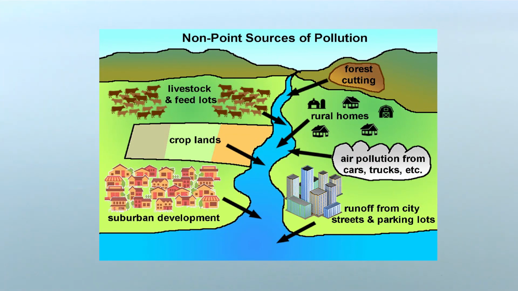Non-point source pollution mainly includes the pollutants coming from industries, from livestock, from rural homes, from suburban development, or from the runoff from city streets and parking lots. So, these are the non-point sources of pollution.